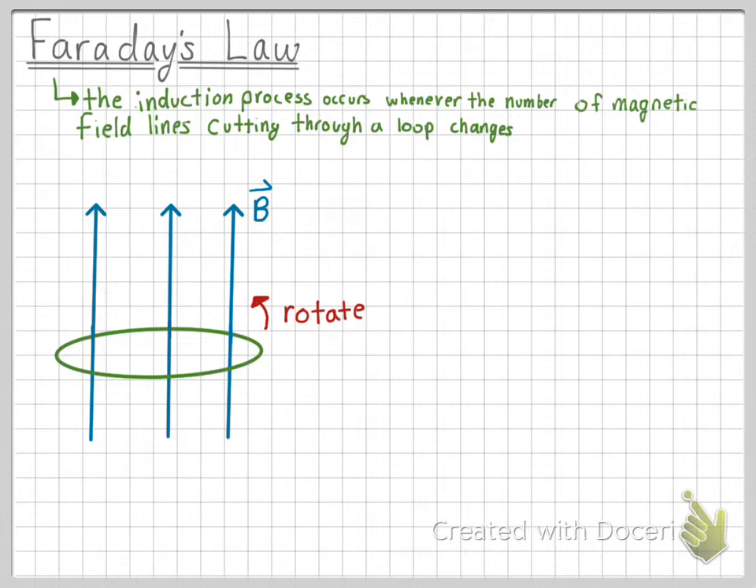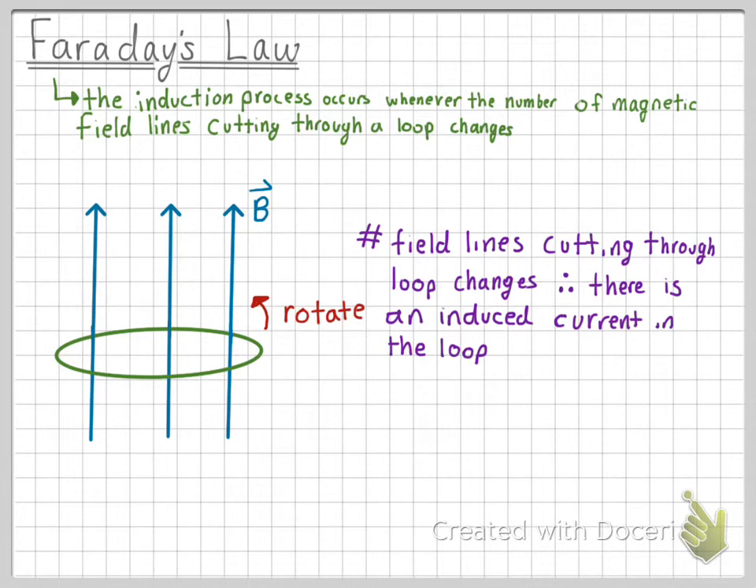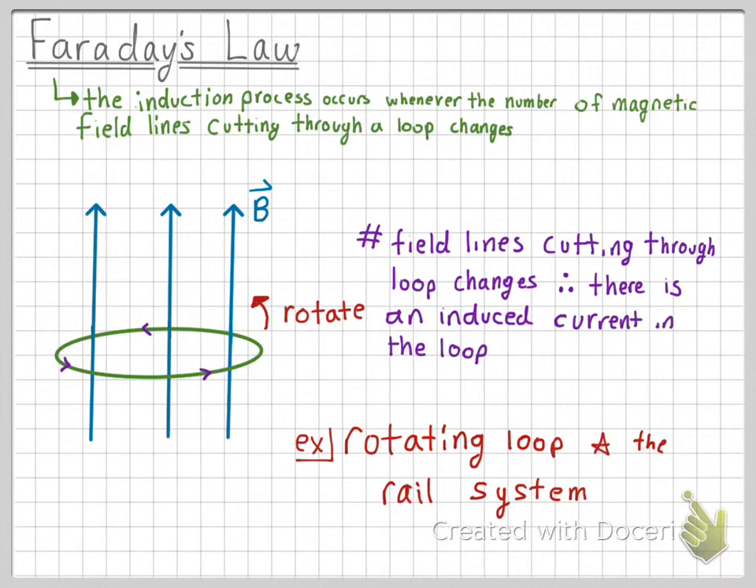again. So whenever the number of magnetic field lines cutting through the loop changes, there is an induced current within the loop. This induced current comes from an electric field that is also introduced into the wire, as shown. Ways that we can introduce current into a rotating loop are as shown with this example, and also the rail system that we covered in the previous class.